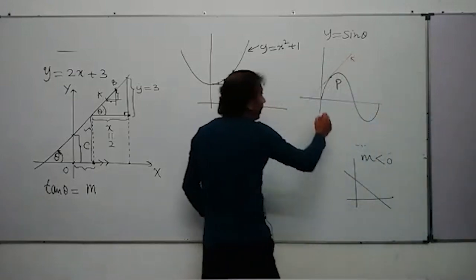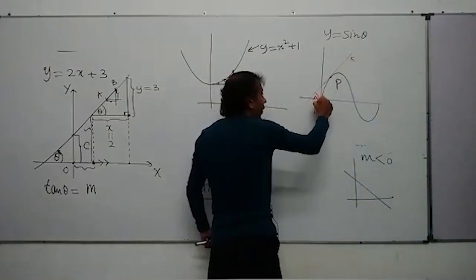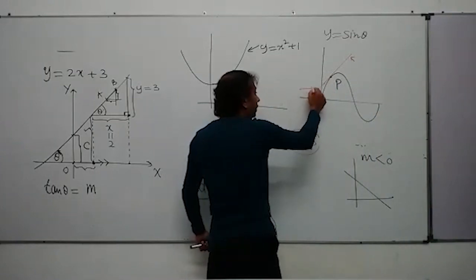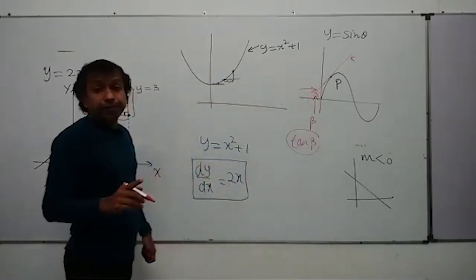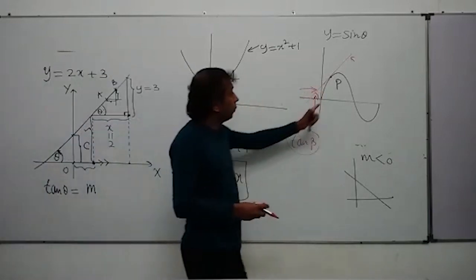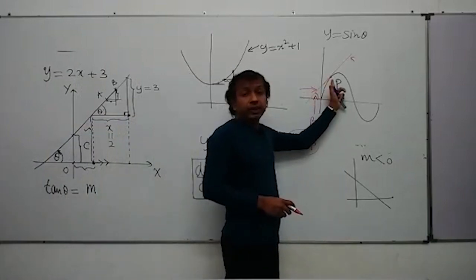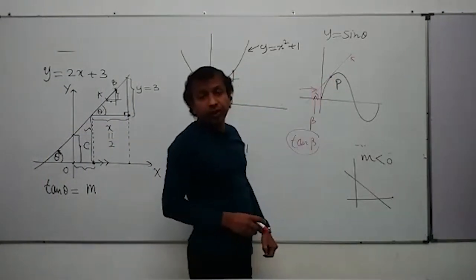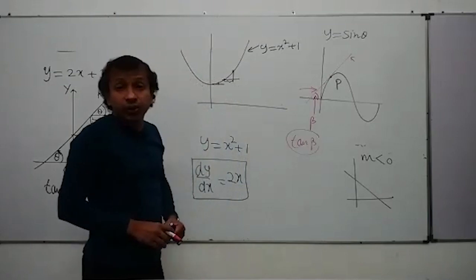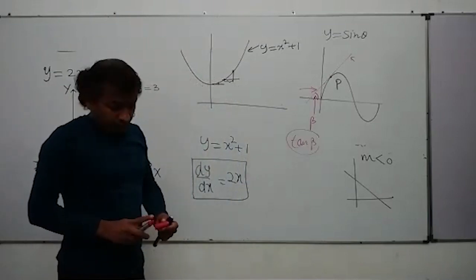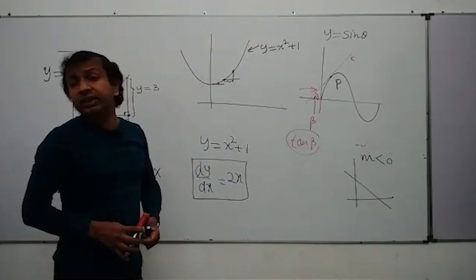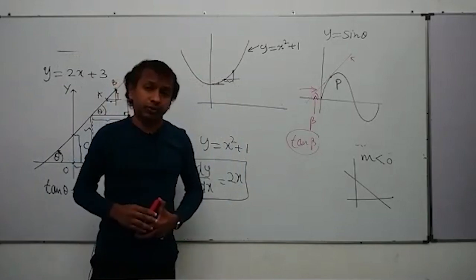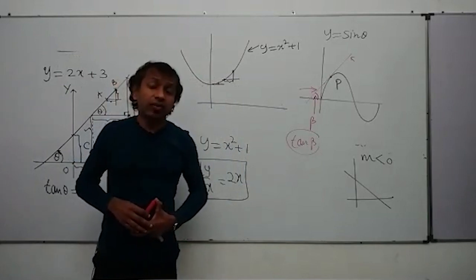We measure the gradient of this tangent line by measuring this angle. If this angle is beta, its tan value is the gradient of this tangent line. The gradient of this curve at the point P is then taken as the gradient of this tangent line. That is how we define the gradient of a curve at a given point. The gradient of that curve at that point is considered as the gradient of the tangent drawn to that curve at that point.